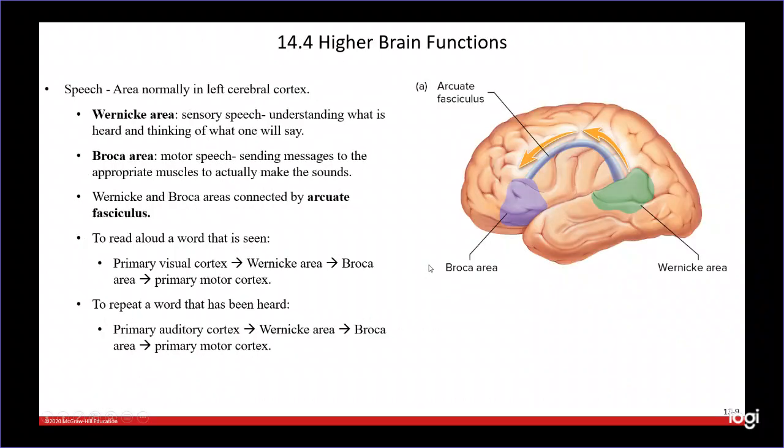All right. So higher brain functions, like I said, everything going on up top is a lot of the higher brain things that make us individual and very different from some other animals in the animal kingdom.